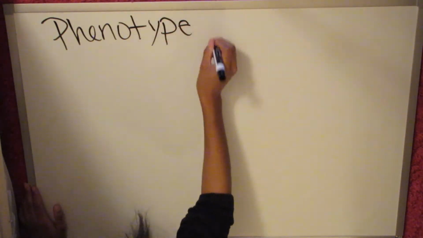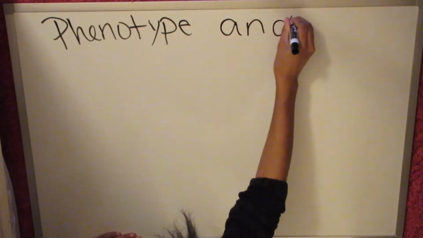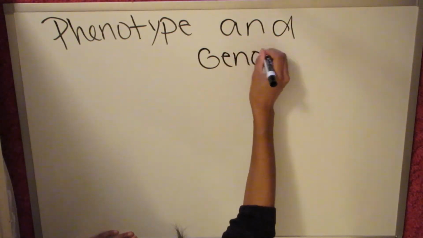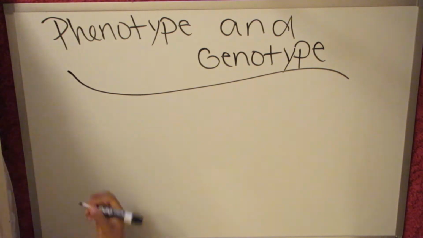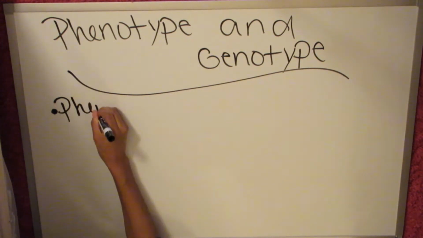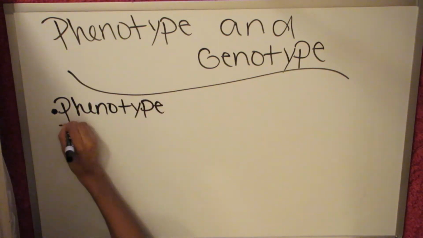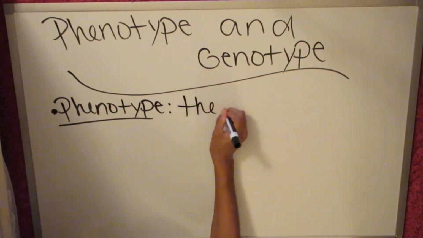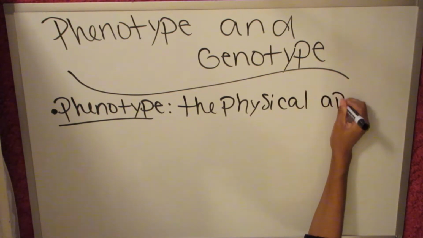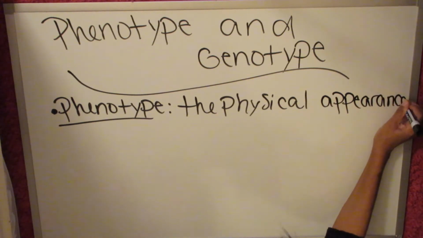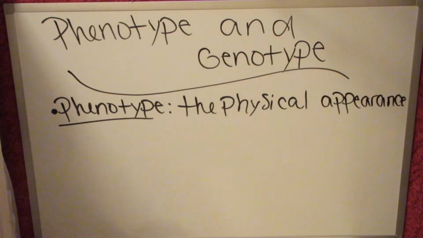So now we're going to go ahead and talk about phenotype and genotype a little bit. So phenotype is the physical appearance of an organism. That's what you actually see on the outside. You having brown hair or brown eyes or curly hair or having, I don't know, dimples or anything like that. That's physical. You can see that with your eyes on the outside.